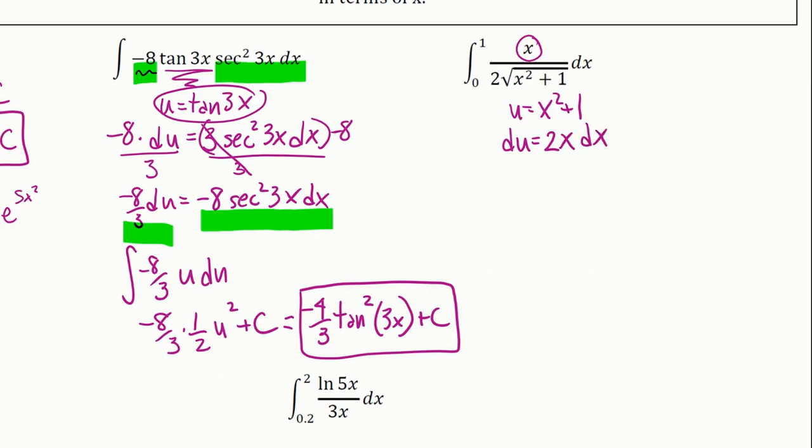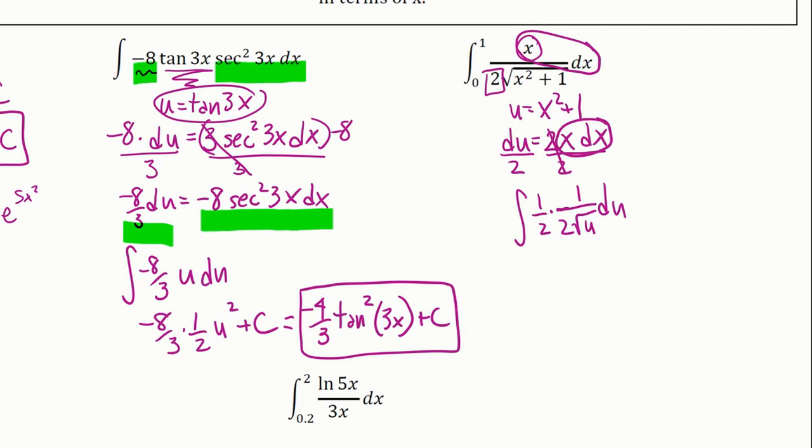This is only an x dx, so let's go ahead and divide by 2 so that I just have an x dx. So now I can replace the x dx with 1/2 du. So 1/2 and then du. And then I still have this 2 in the denominator here, so I'm going to have to leave that 2 in my denominator. And then I have the square root of x squared plus 1. And again, x squared plus 1 was u, so the square root of u.